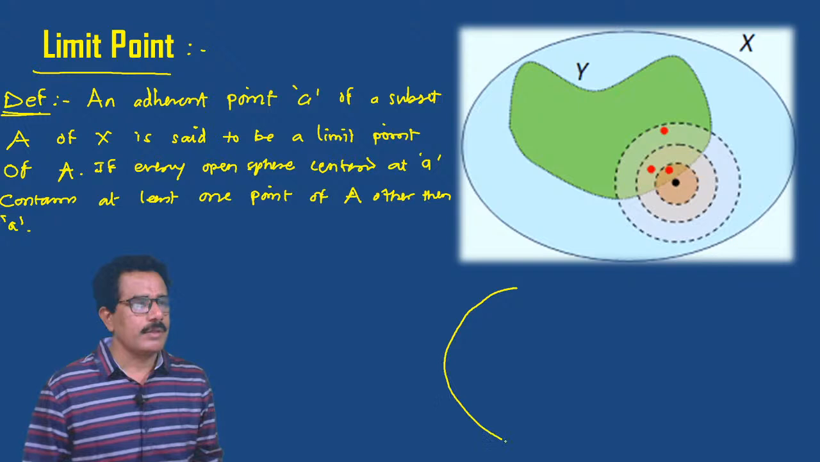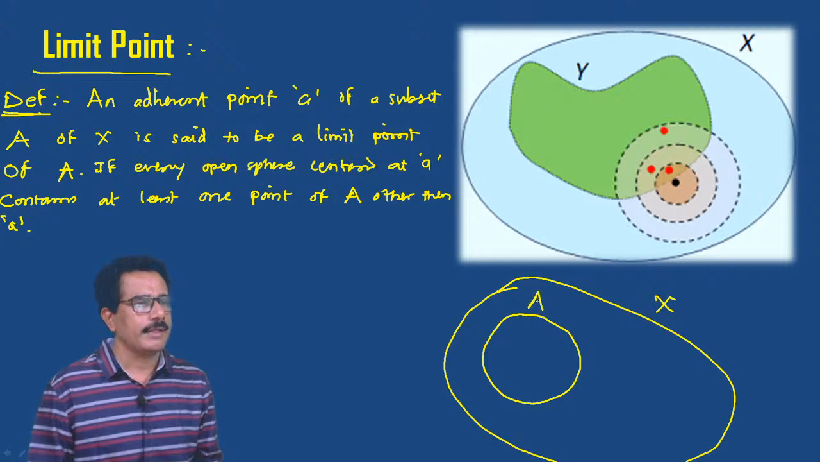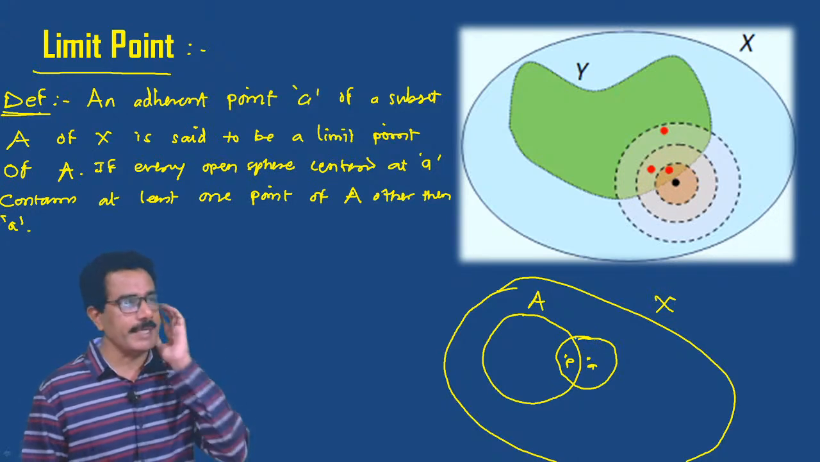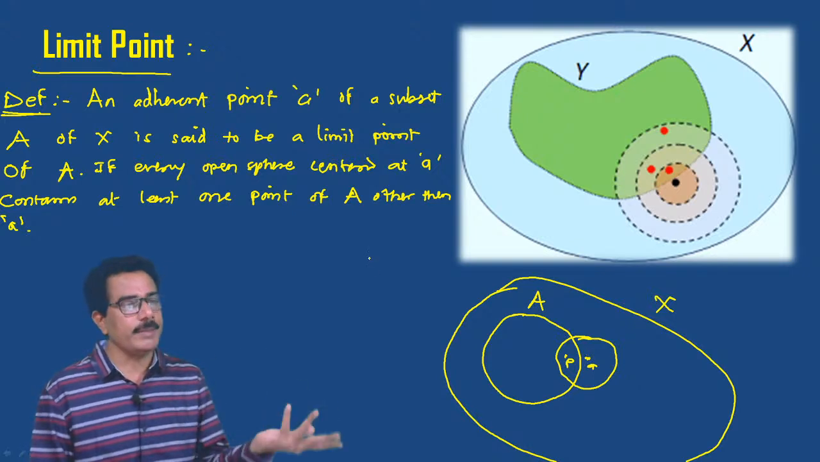Suppose this is a metric space (X, d). A is a subset. If we consider a point a having an open sphere, there must be at least one point other than a, at least one point is needed. Then we can say that the point a is a limit point of A.